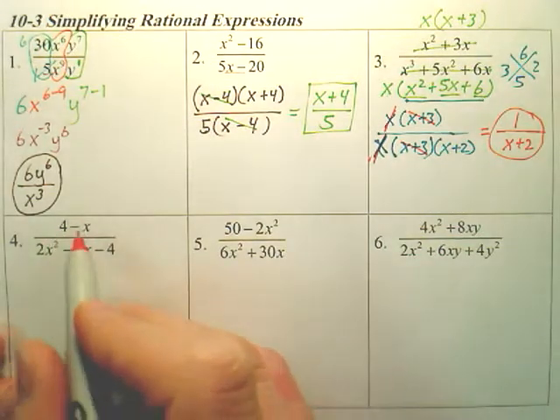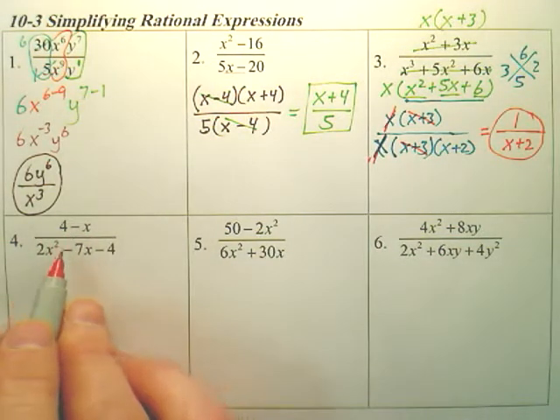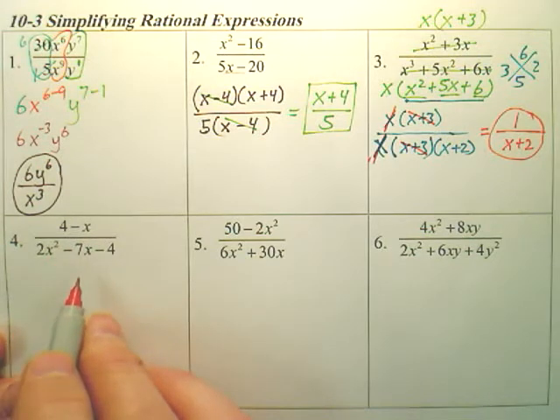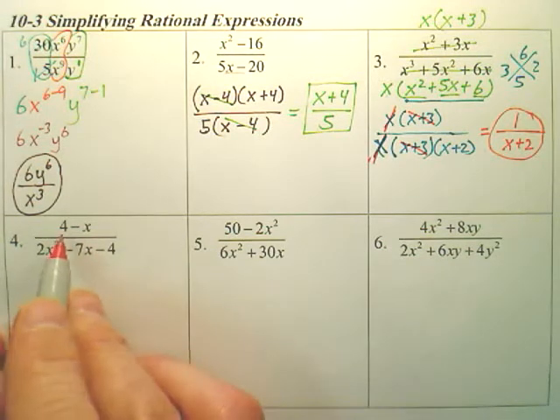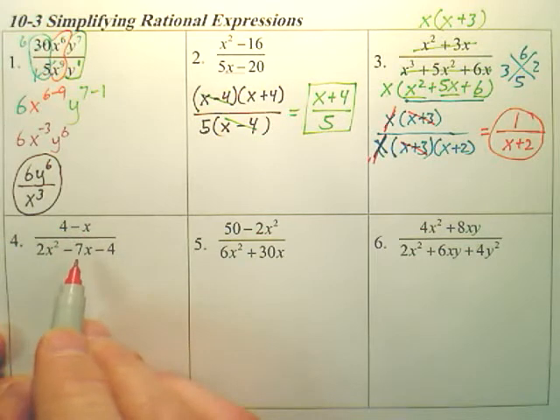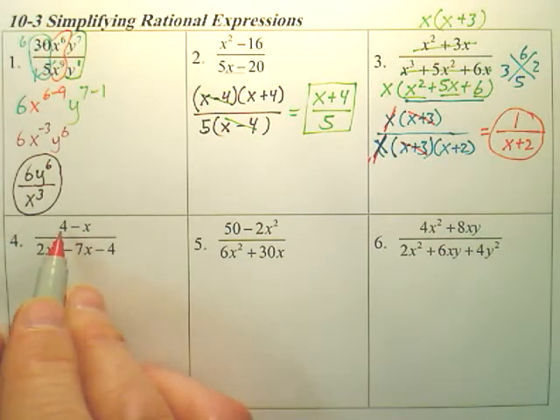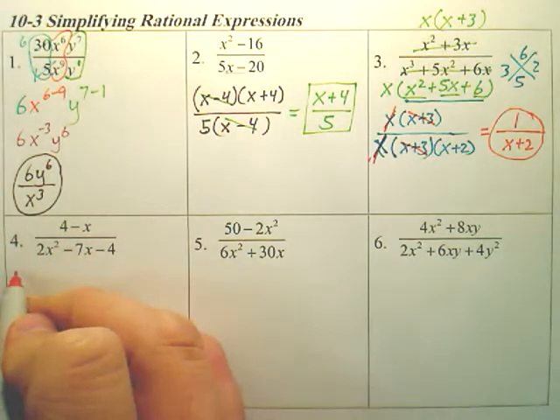I want to simplify this. So I want to factor top and bottom, and then cancel. Now the top can't factor, but I'm going to do something. I'm actually going to, for the top, pull out a -1.